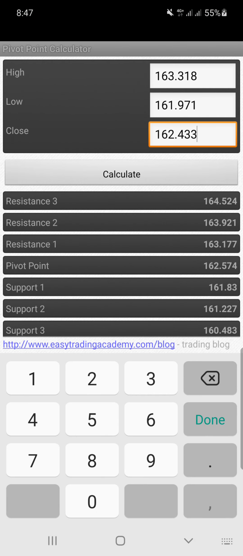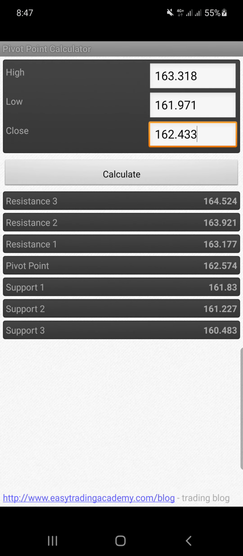Then after inserting all those values, you click on calculate, which has already given us the values, right? So we take note of the pivot point, resistance 1, resistance 2, support 1, support 2. Now let's check the value of resistance 1, which is 163.177.